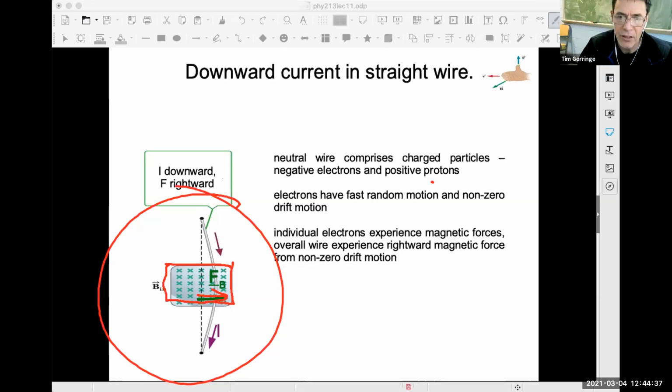Which means it was either clear as water or clear as mud. So is the force where your thumb points, the magnetic or electric force? It's a magnetic force.